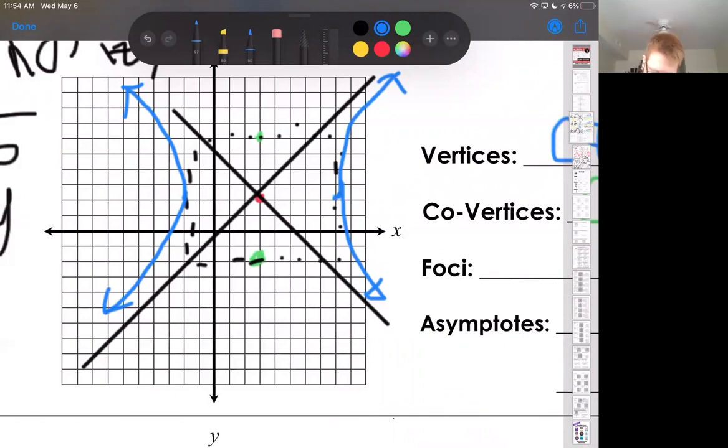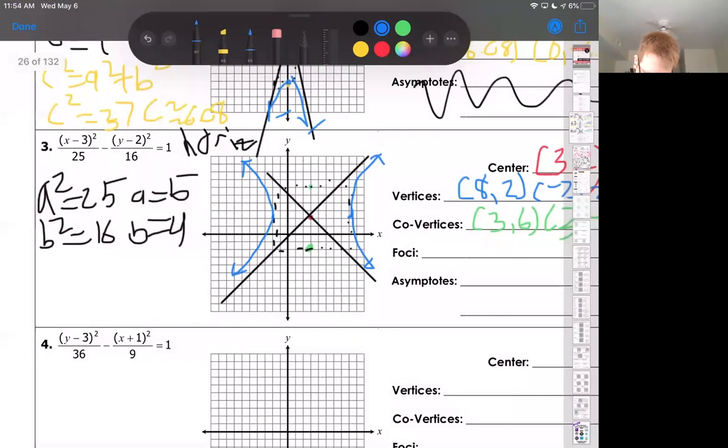Okay, I was just checking the key to make sure they didn't draw this one in on the key, which is weird, but oh well. But that would be our graph for number 3. We just want to find our focus points. So using that formula, c squared equals a squared plus b squared, that would just be 25 plus 16 is 41. Square root that, and you're going to get c is approximately 6.4.